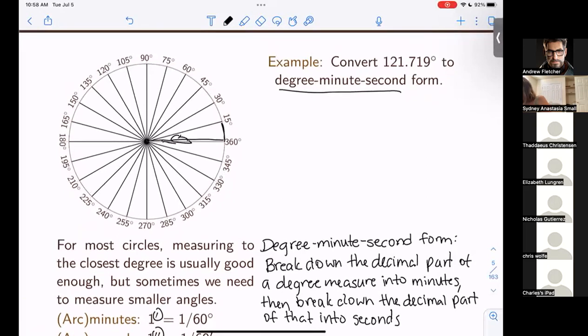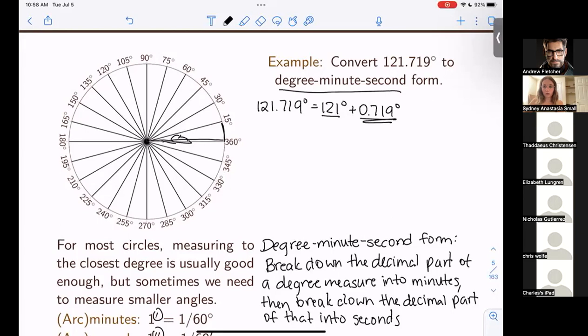So I want to convert 121.719 degrees to degree minute second form. First, we want to break down the decimal part of the degree measure into minutes. So just notice right away that 121.719 degrees is equal to 121 degrees plus 0.719 degrees. Here's the whole number part. Here's the decimal number. We just want to focus on this part here, as we want to just leave the whole number of degrees alone.